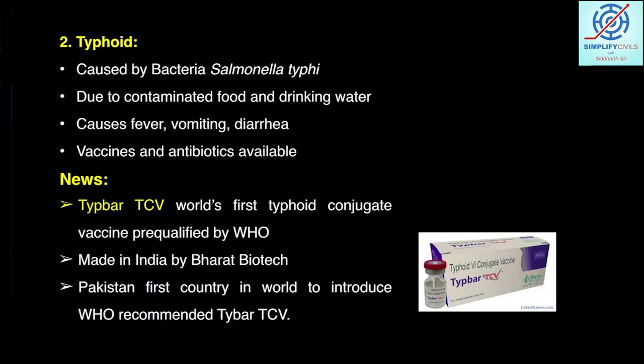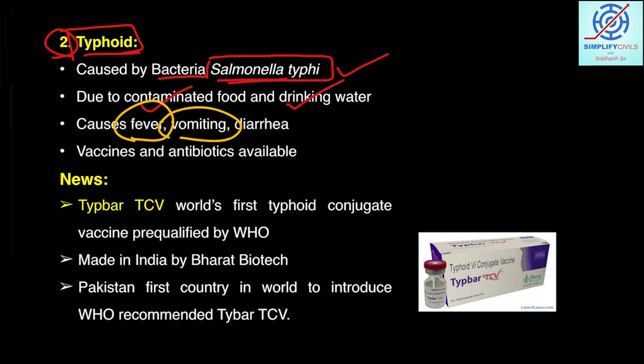This topic I wanted to share in detail. Now we will look at small topics, and typhoid is the second example. Typhoid is a basic disease. It is caused again by bacteria, and the name of the bacteria is Salmonella typhi. It spreads via contaminated food and contaminated water. What are the basic symptoms? It's basically fever, vomiting, and diarrhea. All these things can happen when a person is suffering from typhoid.